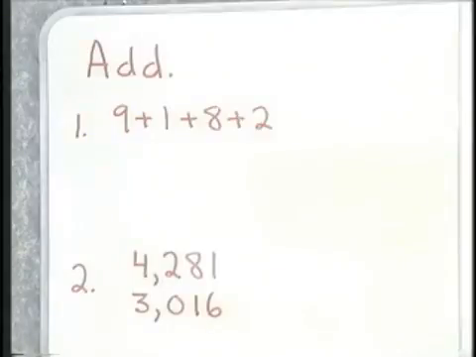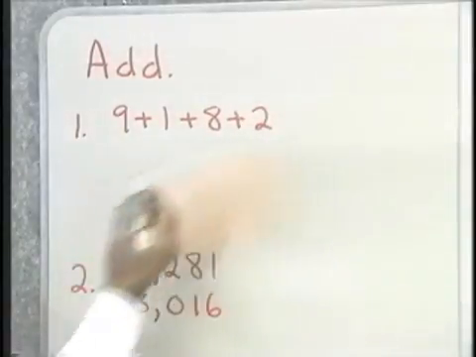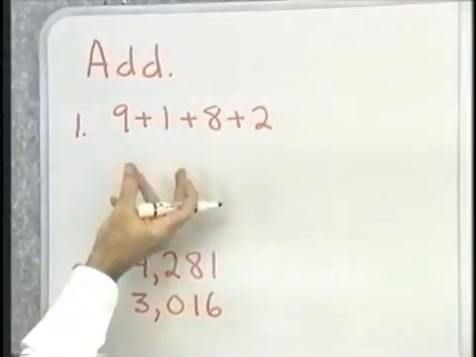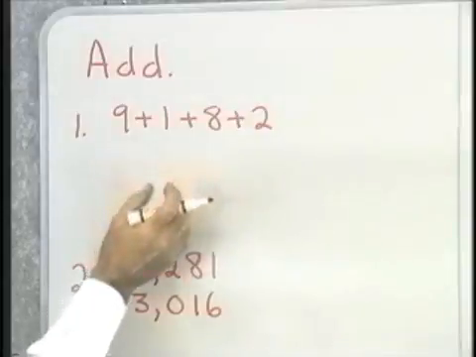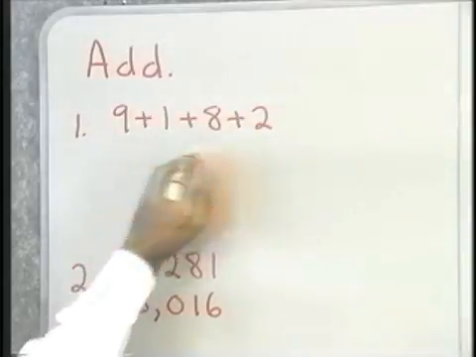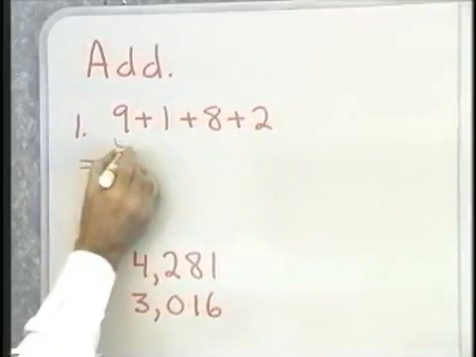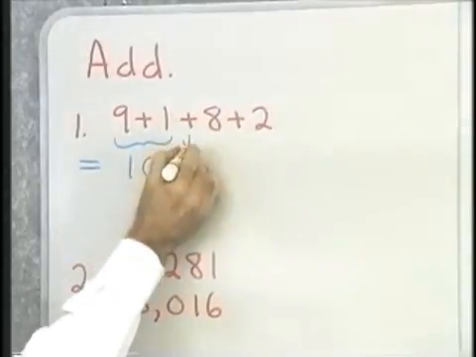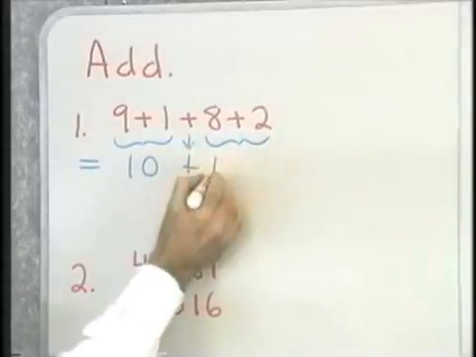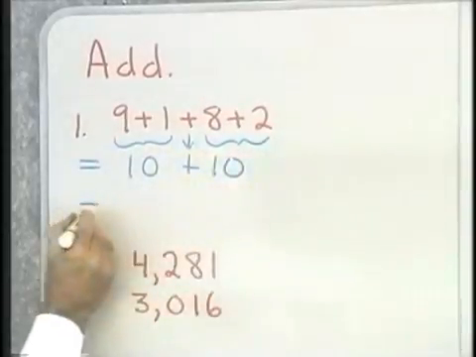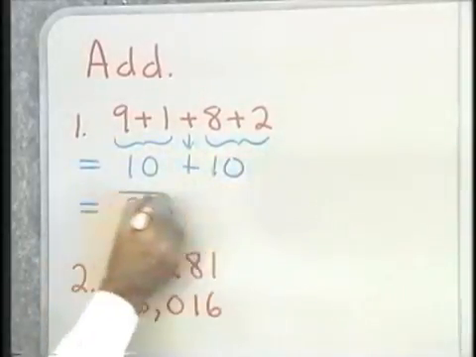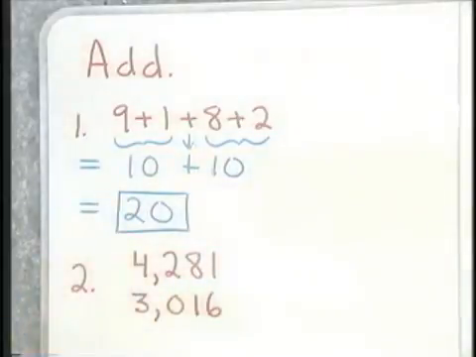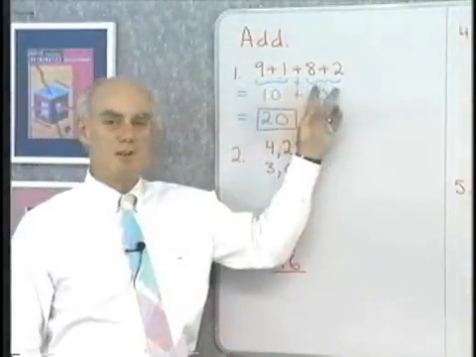We want to do some addition problems here, and we have 9 plus 1 plus 8 plus 2. Now, the commutative and associative properties tell us that we can rearrange the order of these numbers and we can group them together any way we want as long as it's all addition. So if I want to, I can begin by adding 9 and 1 to get 10. To that, I will add the sum of 8 and 2, which is also 10. And then 10 plus 10 will be 20.